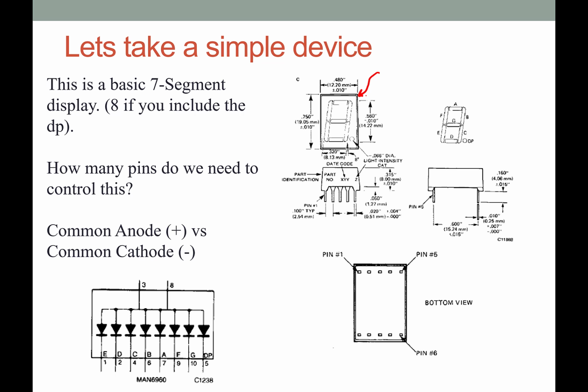Okay, and why is it called a 7-segment display? Well, here is one segment, another segment, another segment, another segment, another segment, another segment, and a final segment. So you can see I've circled 7 segments. Then if you count the decimal point, that will give you a total of 8 segments. So the 7-segment display is basically consisting of just diodes.